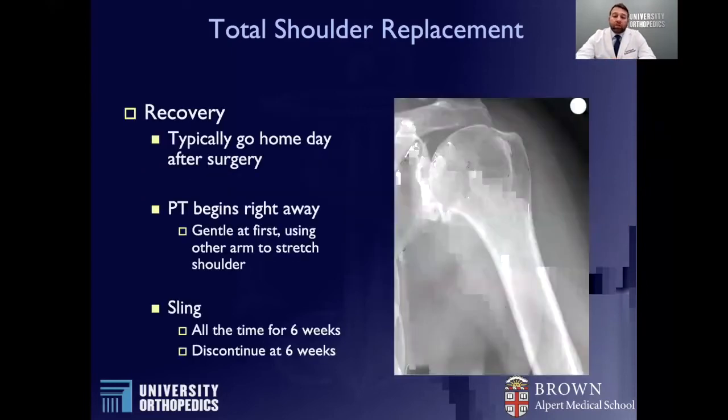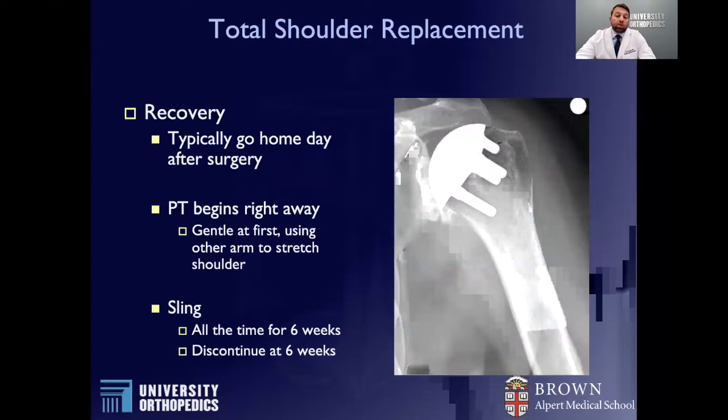So recovery after the surgery, typically patients go home either the same day or the day after surgery. We are doing more and more outpatient surgery for this, both at our facility here at Kettle Point, where we do outpatient total shoulder replacements and other total joint replacements, and also at the hospitals, depending on which location is right for you. We generally begin physical therapy right away to do some stretching using the other arm to move it around, but not moving it around on its own.